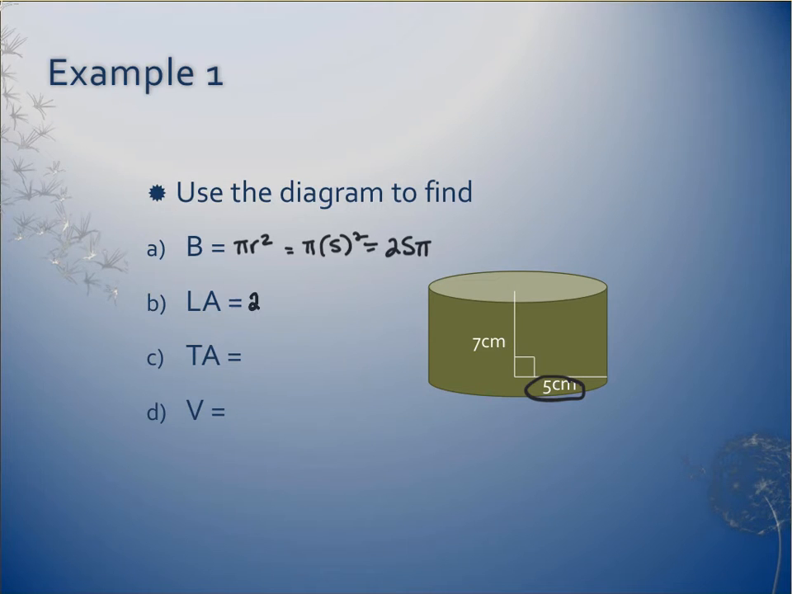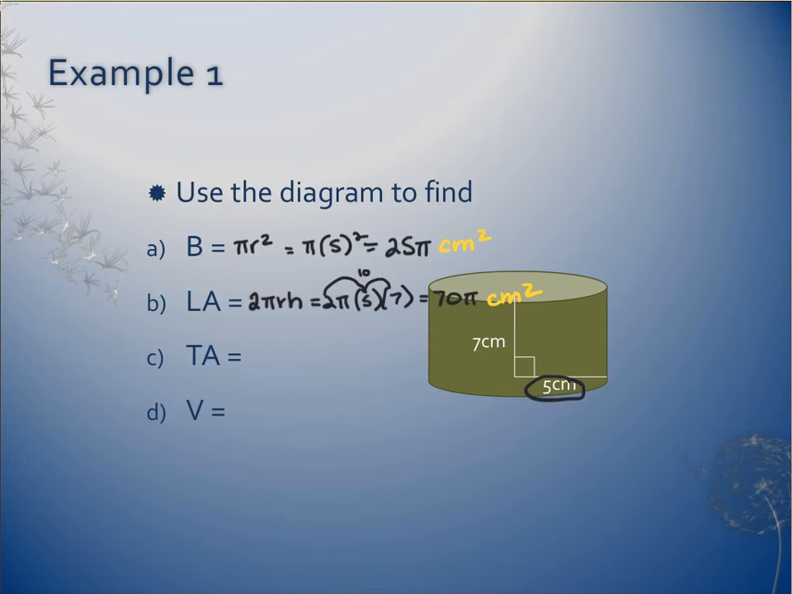Lateral area is 2 pi r h, which would be 2 pi 5 times the height, which is 7. So I can multiply this in any order. I can do 2 times 5 is 10, and 10 times 7 would be 70 pi. And actually, let's add the units on. So this would be centimeters squared, and this would be centimeters squared.